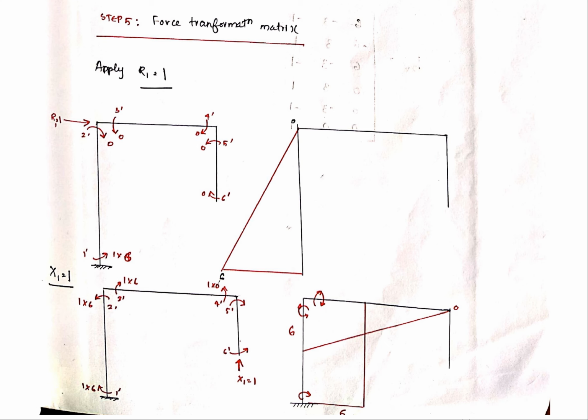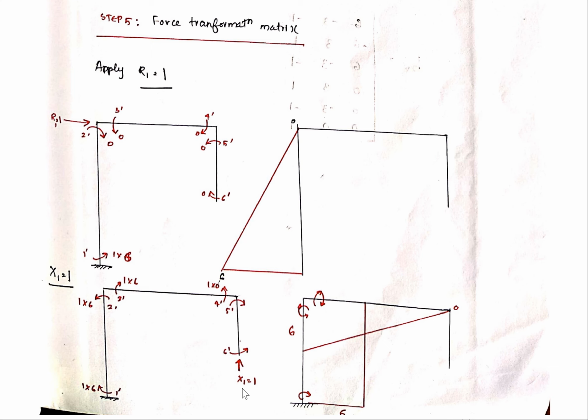Once the BR matrix is obtained, we need the BX matrix. To find the BX matrix, it will have 3 columns: x1 equal to 1 for the first column, x2 equal to 1 for the second column, and x3 equal to 1 for the third column. First of all, let's apply x1 equal to 1. x1 is nothing but the vertically upward load at D.